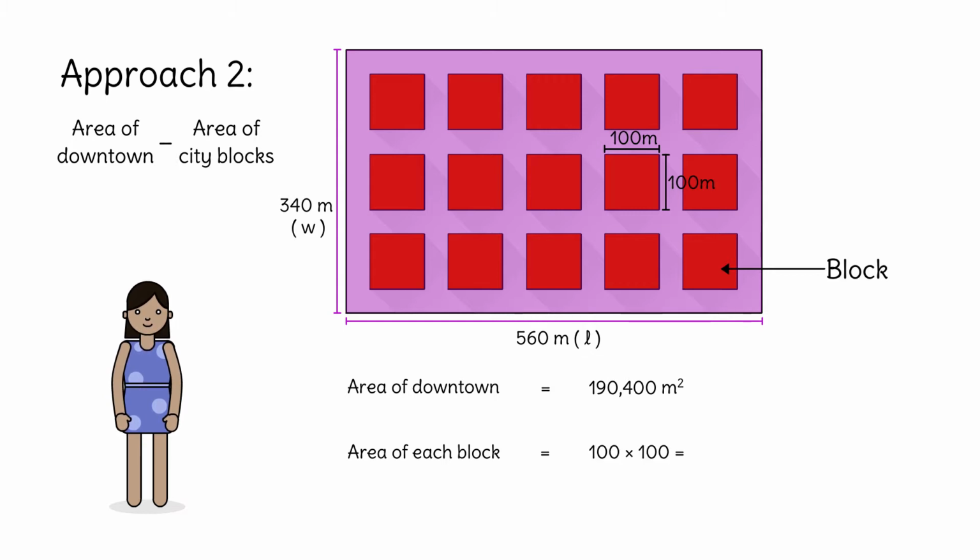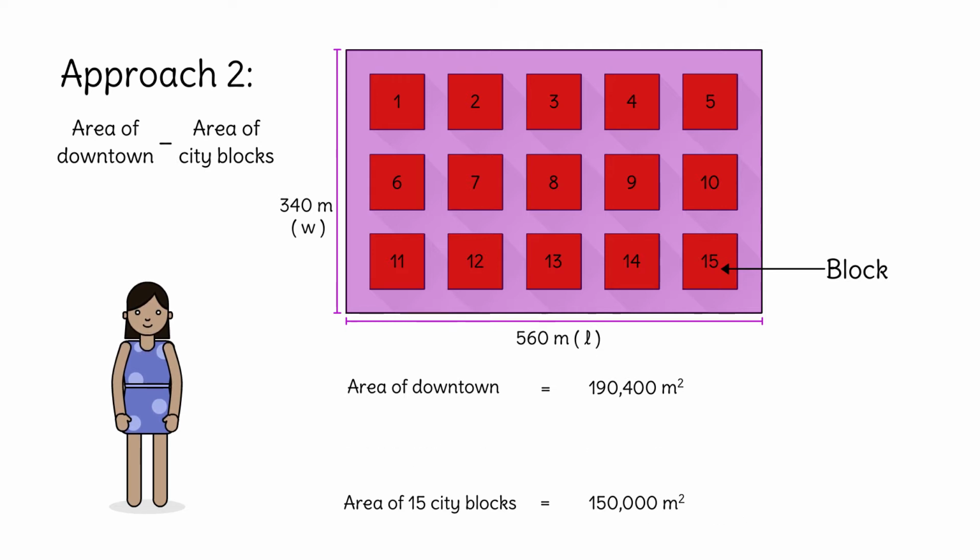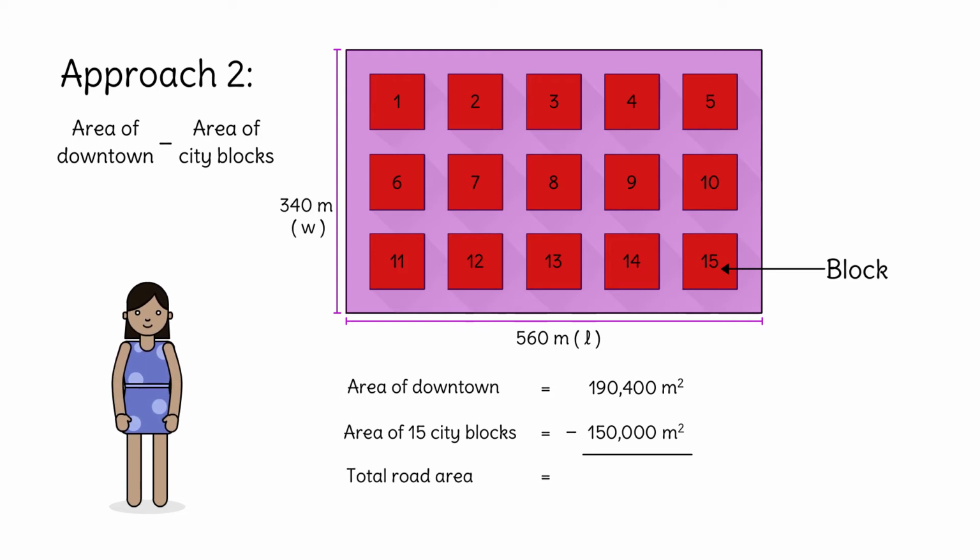100 times 100, or 10,000 square meters. There are 15 blocks, so the total area of the blocks is 15 times 10,000, or 150,000 square meters. The total area of the downtown, minus the area of the blocks, gives us a road area of 40,400 square meters, the same result that Janet got before. It's another clever way to solve this composite area problem.